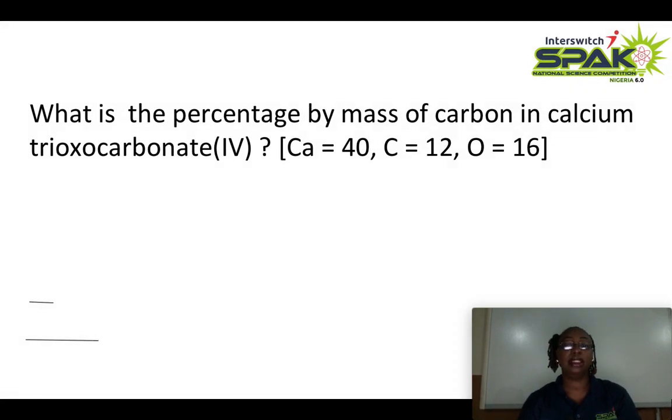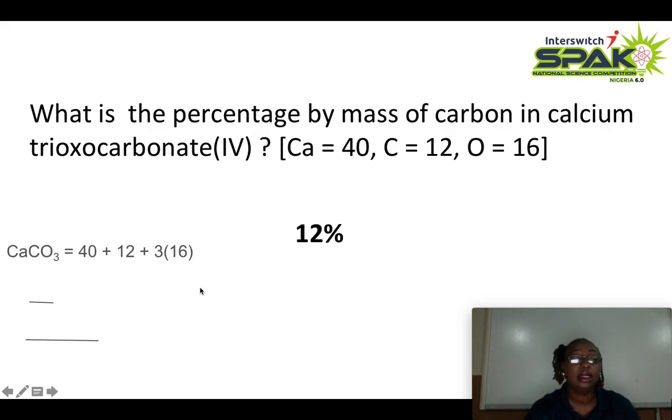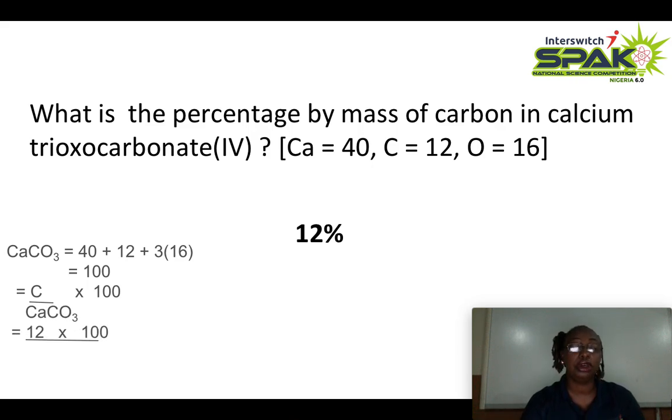Okay, so let's look at the percentage by mass of carbon in calcium trioxocarbonate(IV). The formula for calcium trioxocarbonate(IV) is CaCO3. So the answer is 12. So how do you go about this? The first thing you need to do is to calculate the RMM of calcium carbonate. That's 40 plus 12 plus 16 times 3, which is 100. Then you have your carbon over the total times 100. Then substituting your value, we have 12 times 100 divided by 100, and your final answer is 12%. Now, moving on to the next question.